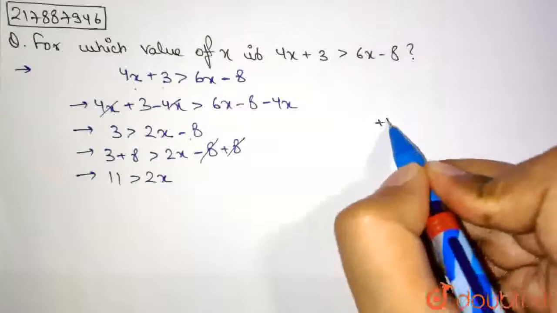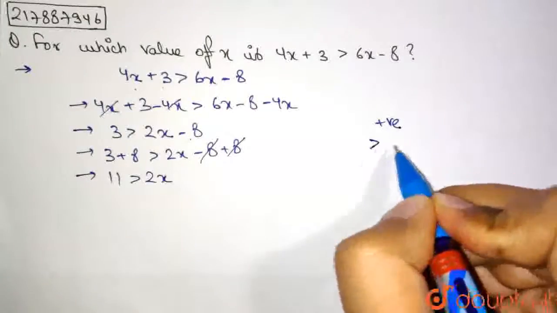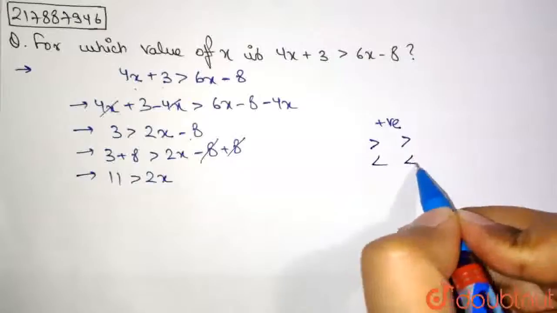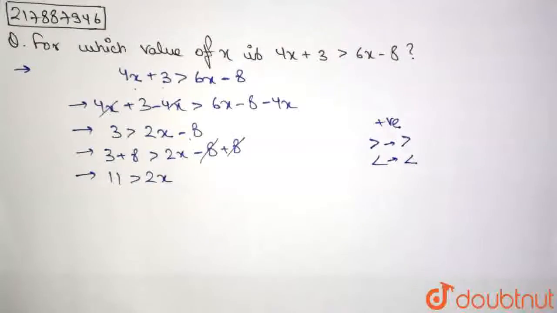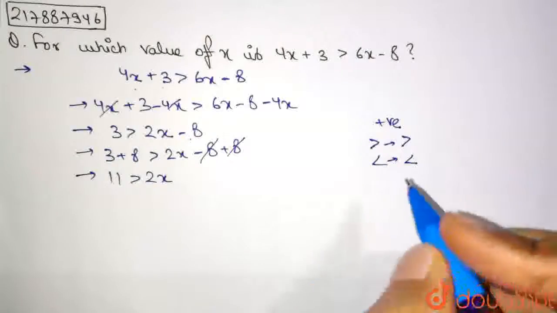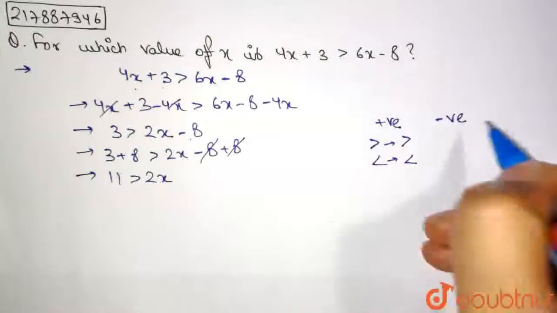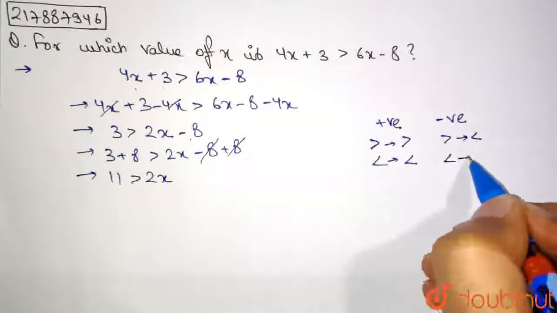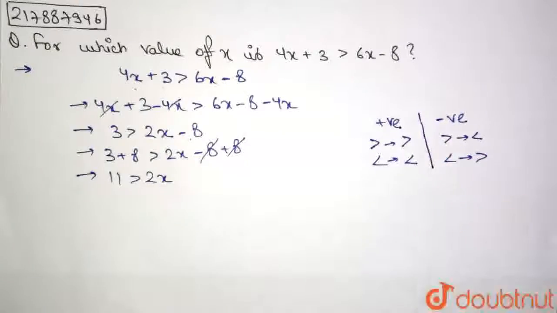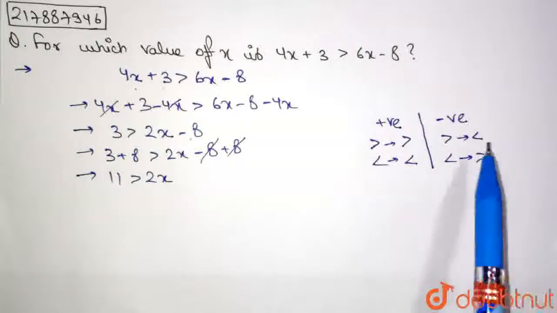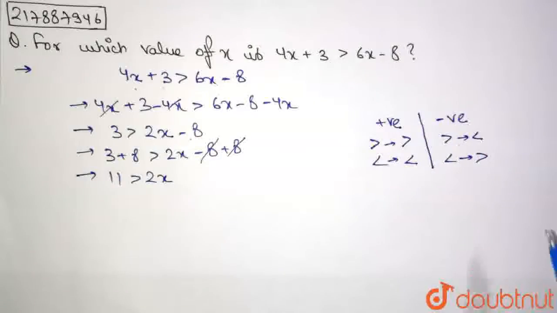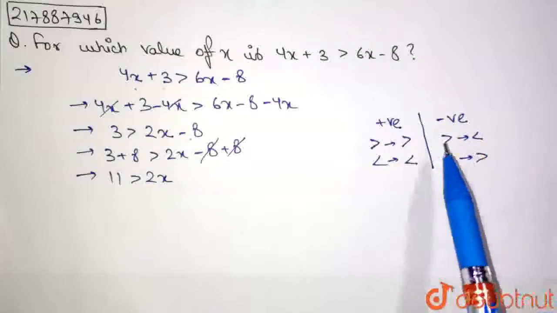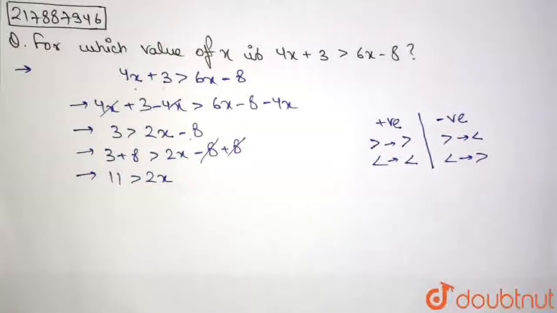If we are dividing by something which is positive in nature, greater than remains greater than and less than remains less than. But whenever we are dividing or multiplying, it is valid for both multiplication and division, by something which has a negative sign, in that case greater than becomes less than and less than becomes greater than. So whenever we are dividing or multiplying by a positive quantity, we need not do anything. But when we are dividing or multiplying by something which is negative in nature or negative value, then definitely we need to reverse the inequality sign, right?